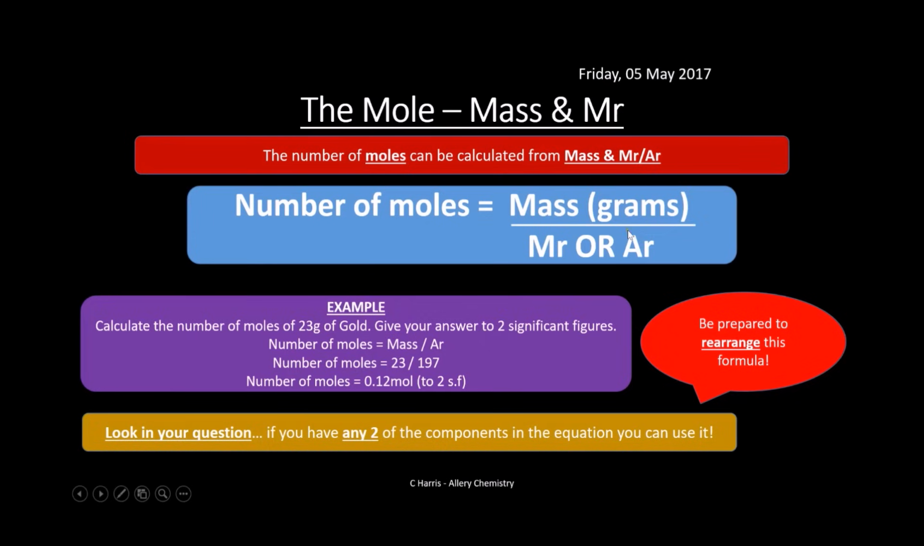Again, be prepared to rearrange it. These will be integrated within questions, so you've got to know how to rearrange this as well. A way in which you can know if you're going to use this is to look in your question. If you have any 2 of these in your question, whether it's moles, mass, or Ar, you obviously have to work that out from the periodic table, then you can use this equation. You might have worked one of these components out already previously in your question, so make sure you look back in your questions and see if you've got that information.